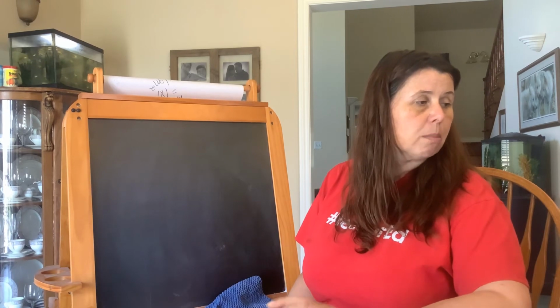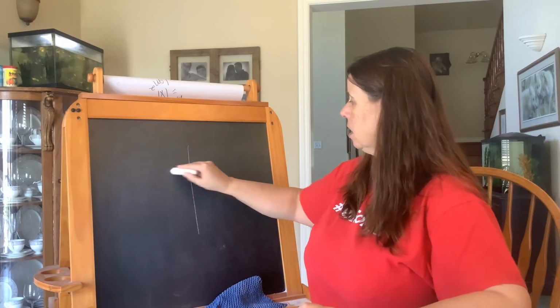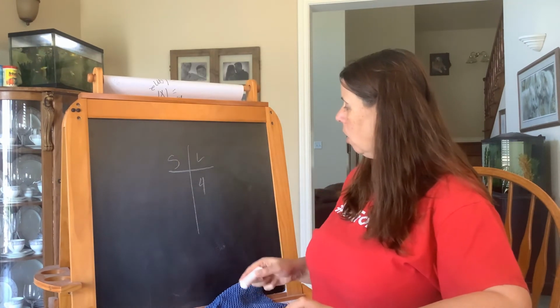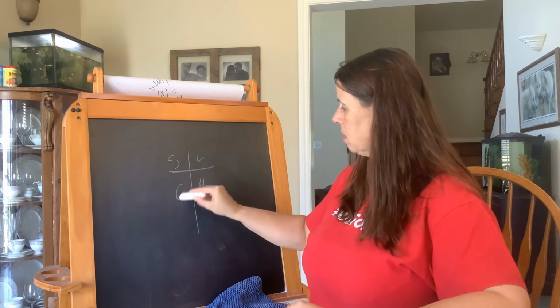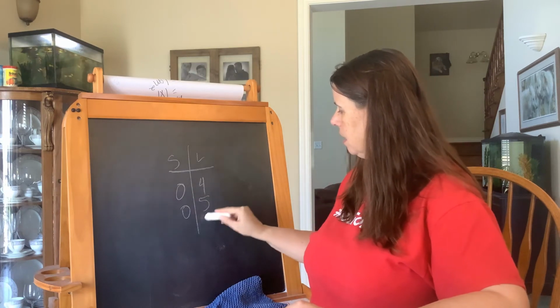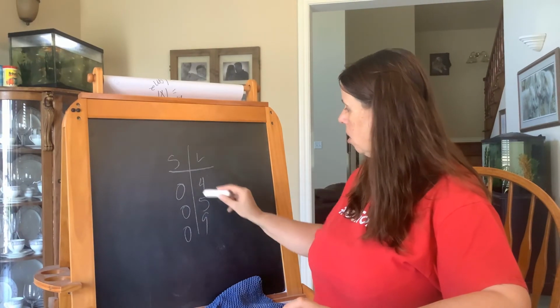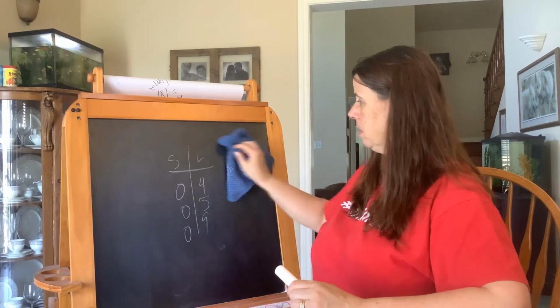A one-digit number always has a stem 0. Okay, so stem and leaf. A one-digit number always has a stem of 0. So 5, 9, yep, that's correct. A one-digit number always has a stem of 0.